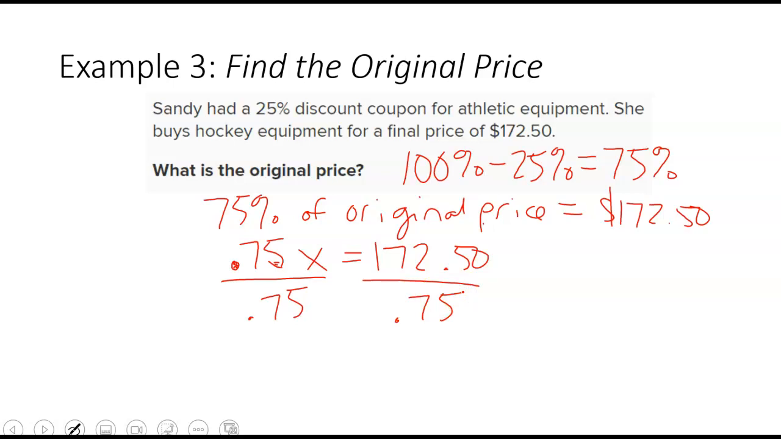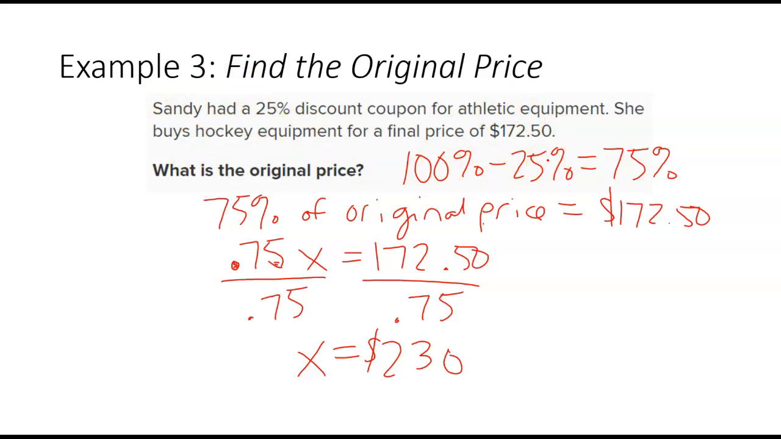Have you guys solved equations like this before? I'm not sure what you guys learned in sixth grade, or if you learned how to solve equations. But basically, when we do this, we get x equals $230, which means the original price of that item was $230. So $230, we take 25% off, and it equals the final price.